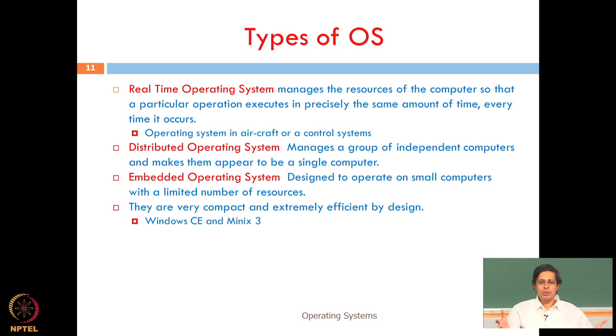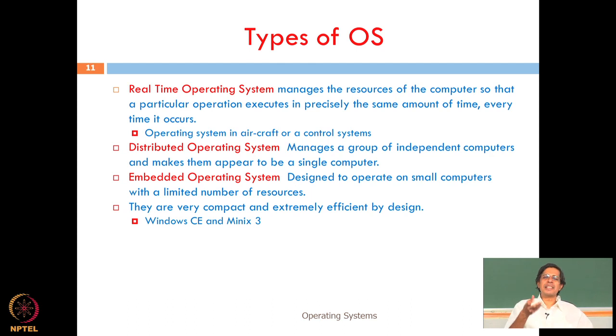And then there are distributed operating systems, which manage a group of independent computers and make them appear as a single computer from an application software perspective. And then there are embedded operating systems. Everyone has a mobile today, right? What runs there can be classified as an embedded operating system or a real-time operating system. It's a very thin layer.